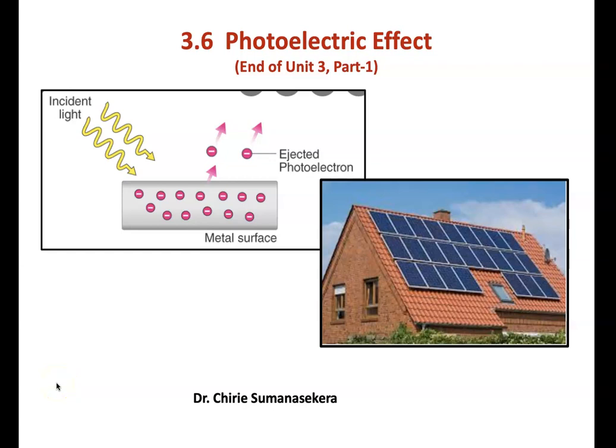In 3.6 Photoelectric Effect, we are going to talk about how when light energy falls onto shiny metal surfaces, electrons are ejected. And we are also going to do some calculations and talk about the uses of the photoelectric effect. This will be the end of Unit 3, Part 1, and then we are going to talk about the periodic table in Part 2 of Unit 3.